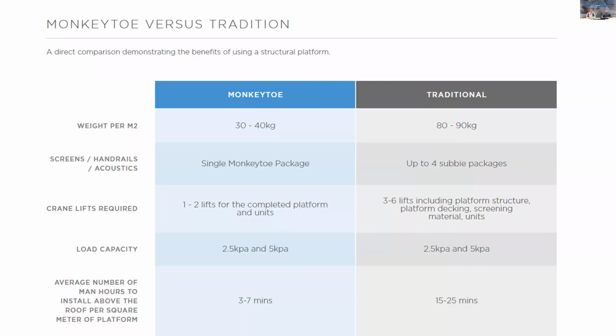So a couple of comparisons here, I won't go through them all, but we're comparing the Monkeytoe Xbeam with a traditional steel platform. So that first one there, weight per metre square, as you can see the Monkeytoe Xbeam comes out at around 30 to 40 kg per metre square versus a traditional steel platform, which is around 80 to 90 kg per metre square. If we scroll down to line 4 around load capacity, you'll notice both the Xbeam and the traditional steel have 2.5 and 5 kPa.